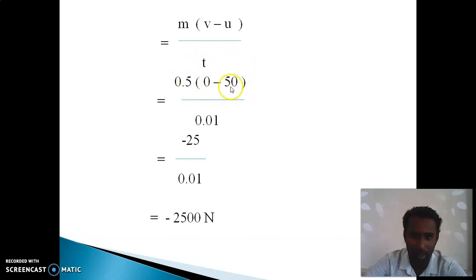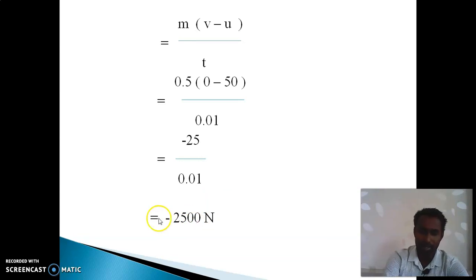So 5 into 5 only you have to multiply. Here plus, here minus, so plus into minus is minus. So minus 25 will come. Minus 25 divided by 0.01. How, sir, can we divide? Here decimal point after how many digits will be present? 2 digits, so 2 digits means we have to multiply by 100, denominator as well as numerator. After you multiply and divide by 100, you will get minus 2500 Newton, right?